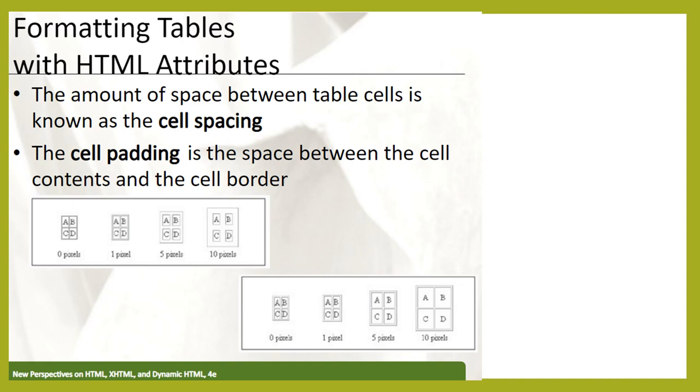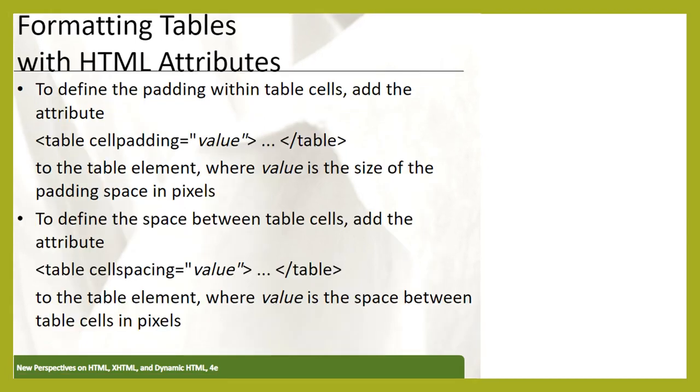And also we can give pt, cm as examples. To define the padding within the table cells, add the attribute cellpadding equals value to the table element, where value is the size of the padding space in pixels. As we discussed before, to define the space between table cells, add the attribute cellspacing equals value to the table element, where value is the space between table cells in pixels. We can also give values in the form of pt, cm, percentage, etc.